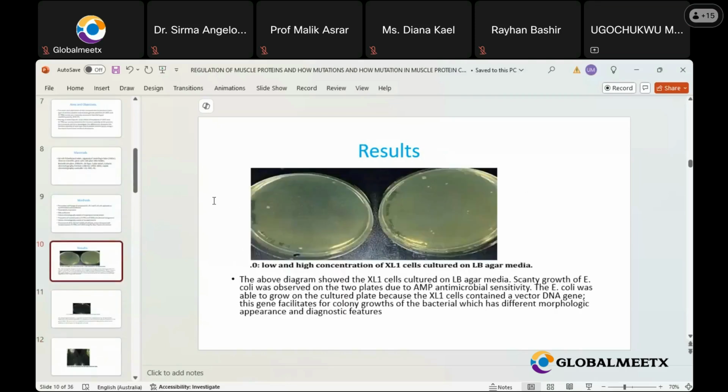The result analysis. On the next slide is the result. The above diagram shows the XL1 cells that have been cultured on LB agar media. There was scanty growth of E. coli observed on the two plates due to ampicillin antimicrobial sensitivity. The E. coli was able to grow on the culture plate because the XL1 cells contained a vector DNA gene. This gene facilitates colony growth of the bacteria, which have different morphologic appearances and diagnostic features.